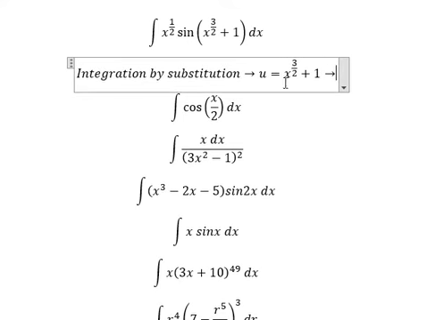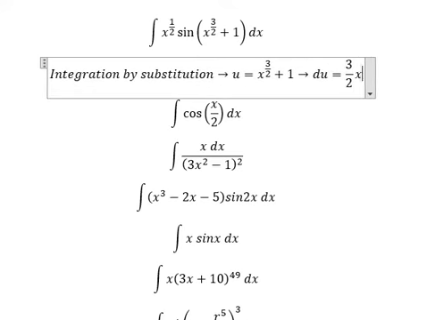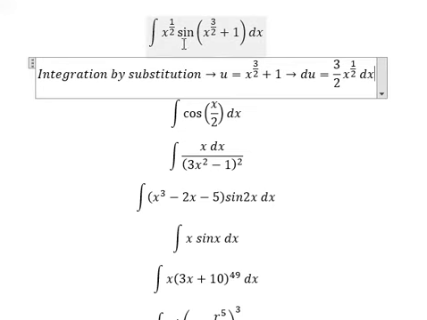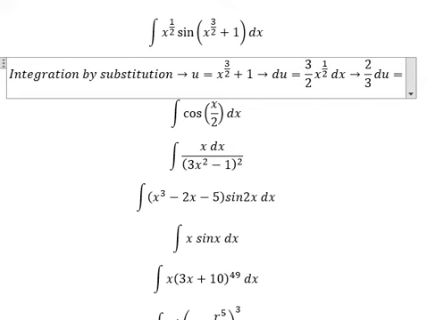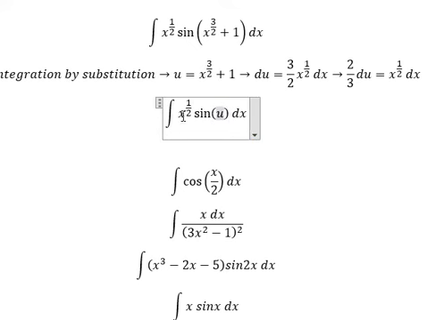So we do first the derivative for both sides, and you got du equal to 3 over 2 s to the power of 1 over 2. Because we don't have 3 over 2 in here, we need to divide both sides by 3 over 2. And you got 2 over 3 du equals to this one. So this one we change for u. s to the power of 1 over 2 ds we change for 2 over 3 du.